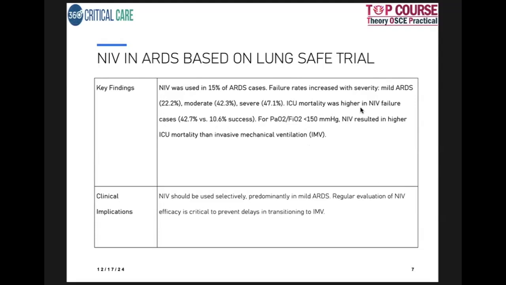The ICU mortality was higher in patients with NIV failure, approximately 42.7% compared to the other intubated patients. And when the PF ratio was less than 150, NIV resulted in a higher ICU mortality than invasive mechanical ventilation. So what is the ultimate takeaway here? Whenever the patient has mild to moderate ARDS and hypoxic respiratory failure, you can try high flow nasal cannula or NIV. But when they fit into moderate to severe and are clinically unwell, then you have to go ahead and intubate, because NIV could increase the mortality rates.